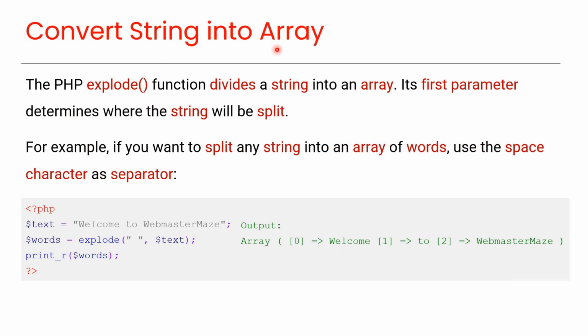Convert string into array. The PHP explode function divides a string into an array. Its first parameter determines where the string will be split. For example, if you want to split any string into an array of words, use the space character as separator and the original string as the second parameter. The output of this code is shown here, which is an array of words.